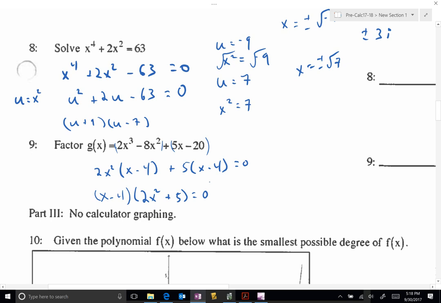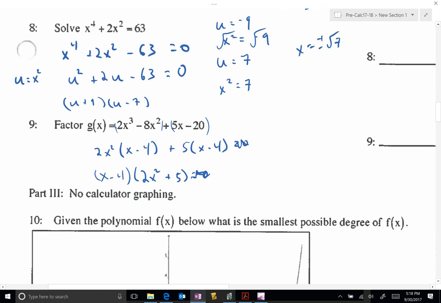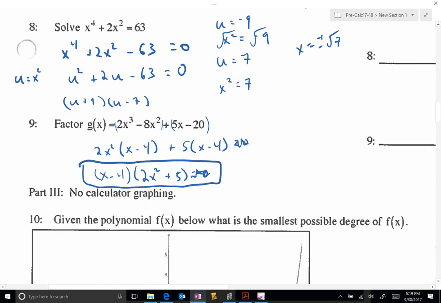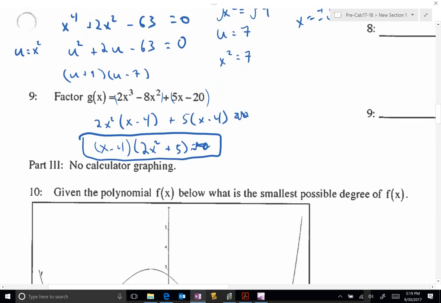I went ahead and solved those in my first version, but since it just says factor, we can just leave it right like this. We don't have to set it equal to 0. But we could set each of these parentheses equal to 0, and we could solve both of those. The x minus 4, we get x equals 4, and the 2x squared plus 5, we're going to get some imaginary solutions there. Okay.